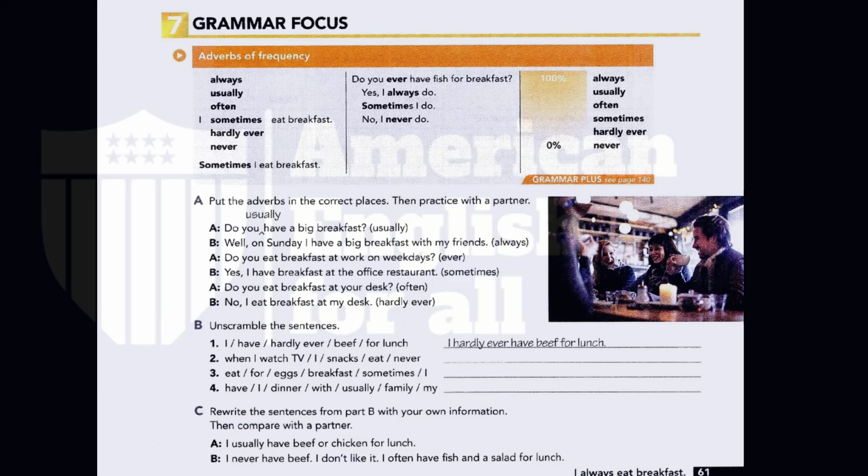Part B. Unscramble the sentences. 1. I have hardly ever beef for lunch. I hardly ever have beef for lunch. 2. When I watch TV, snacks. Eat never. 3. Eat for eggs breakfast. Sometimes. 4. Have dinner with usually family.